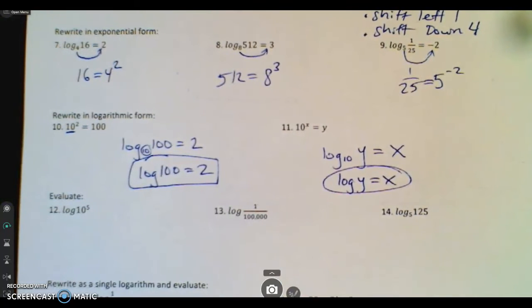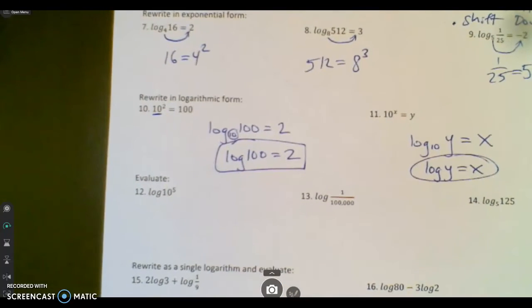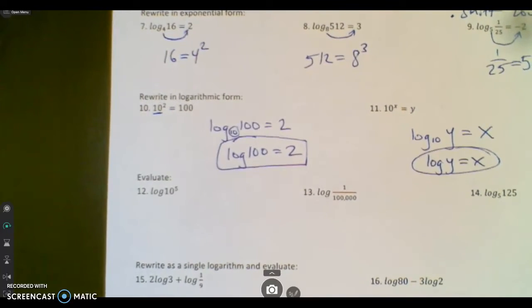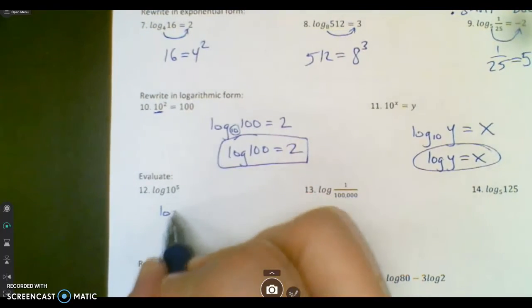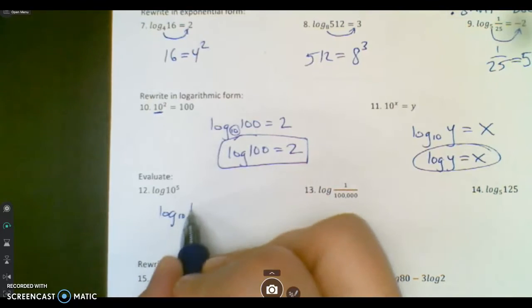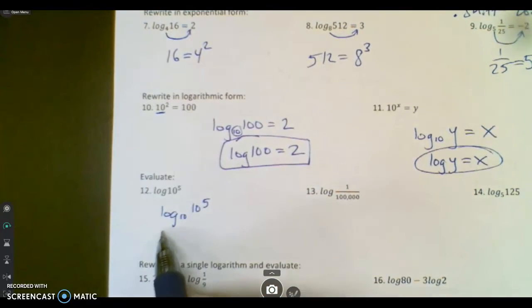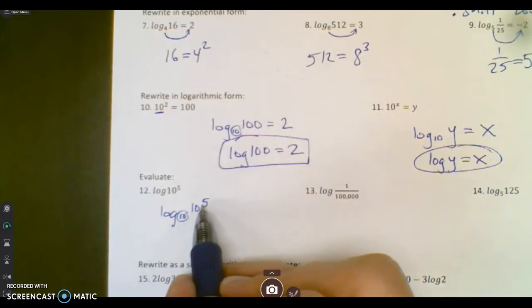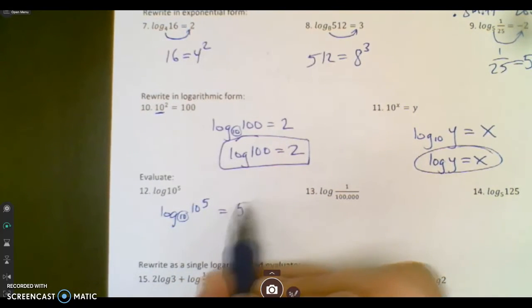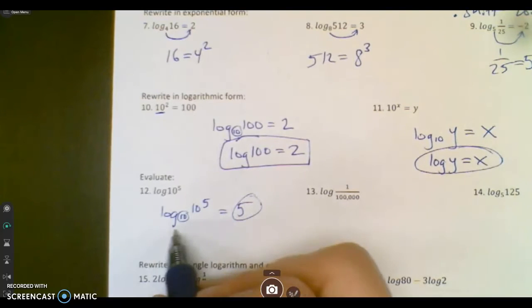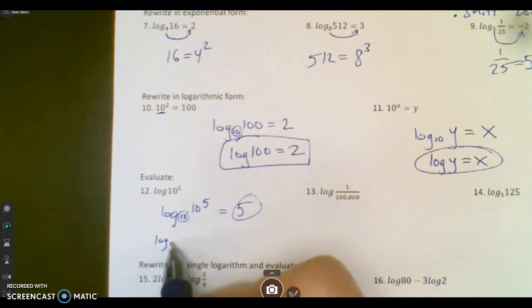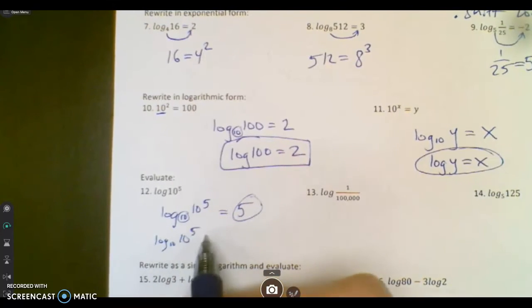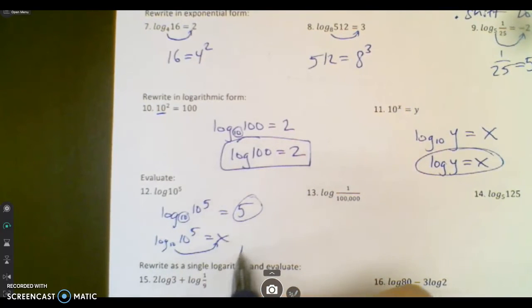There are only two of those. Okay, evaluate. This would be without a calculator, because you have to know that the base here is 10. And a log asks the question, 10 to what power would equal 10 to the 5th? Well, that's pretty easy, it's 5. If you ever get stuck on these, you can always set it equal to x and do the swoop thing, and you'd easily see that that must be a 5.